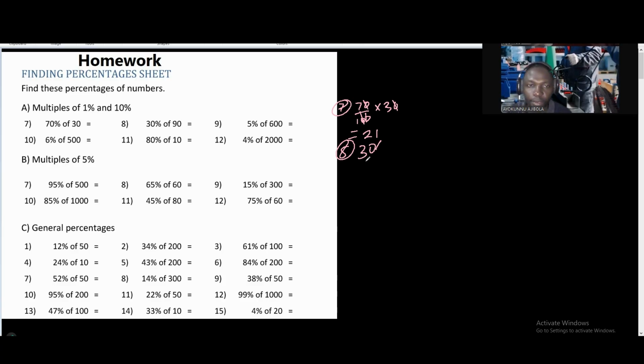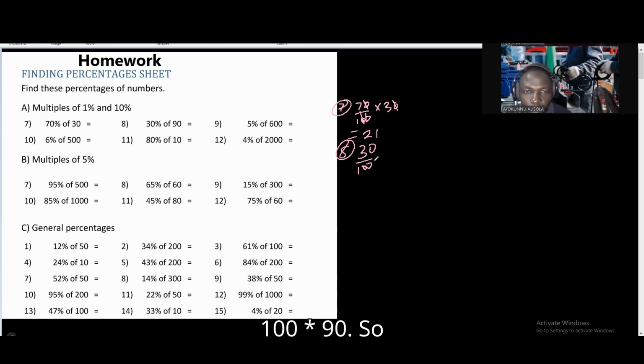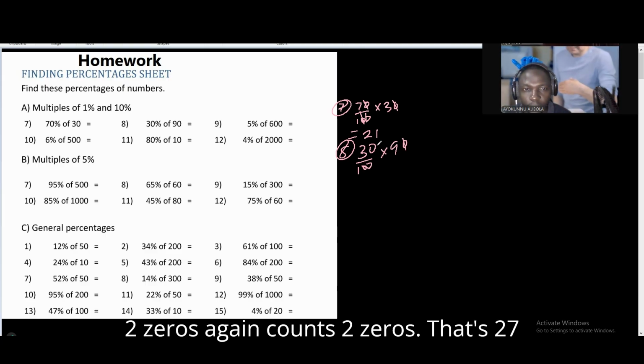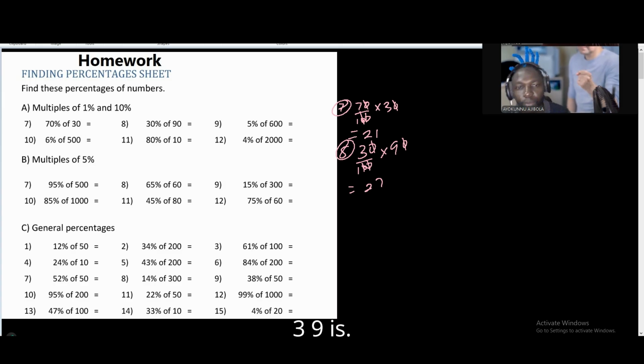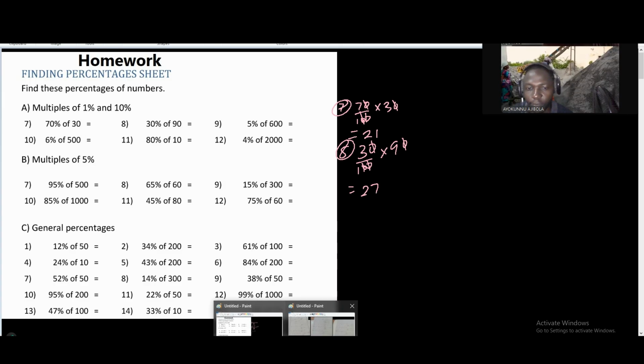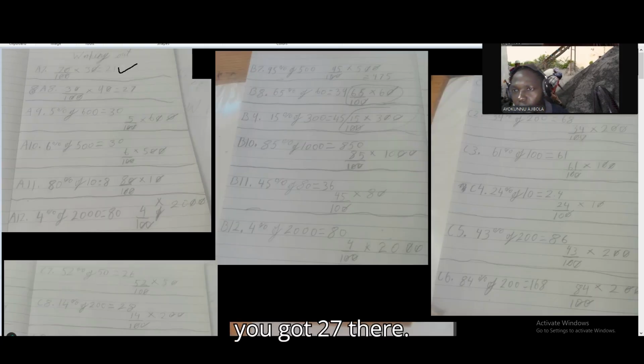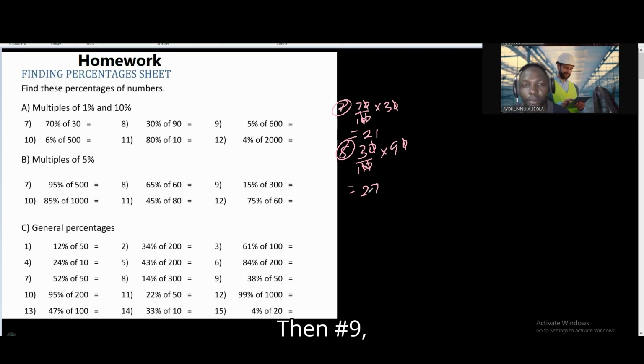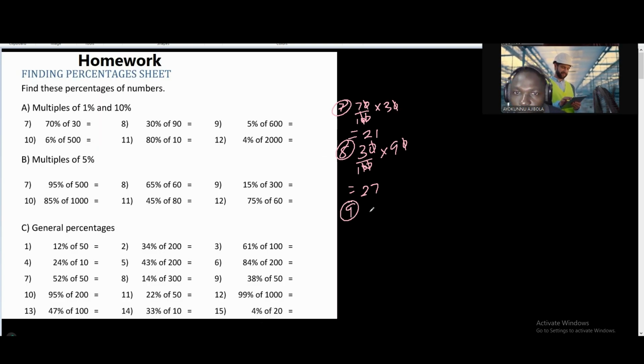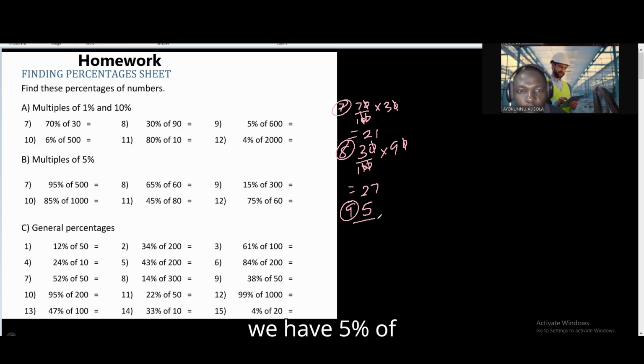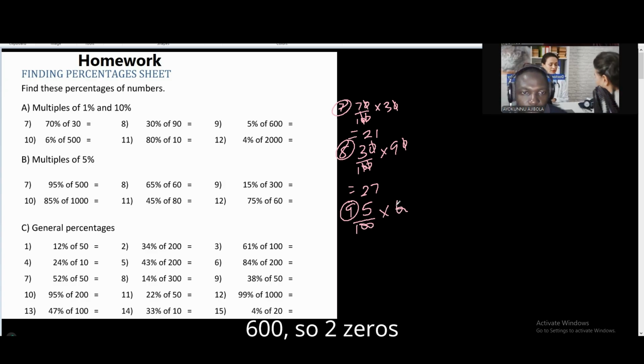Okay, for the second one, number 8, we have 30% of 90. So that's 30 over 100 times 90. So two zeros again, cancel two zeros. 3 times 9 is 27. So you got 27 there.